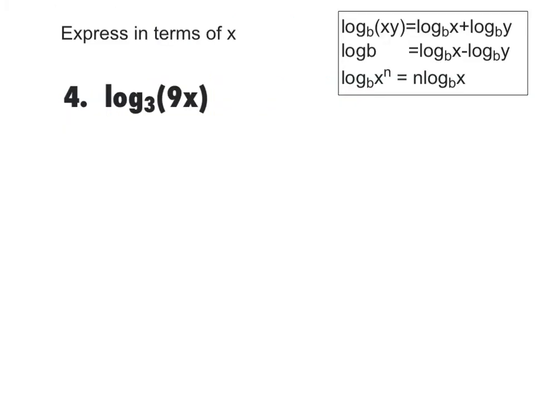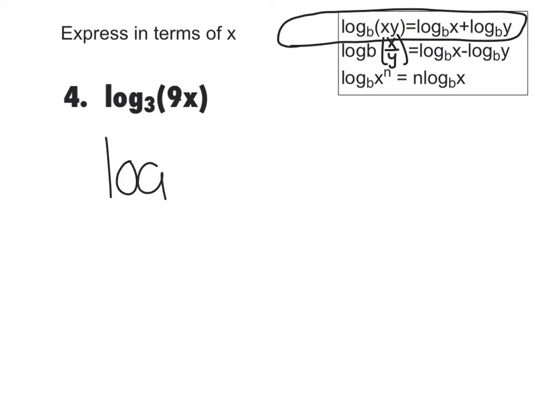All right, simply just express in terms of x. That means you should get an x in your answer, that's all. So just ask yourself, which property are you staring at? Well, if I read it, it says 9 times x, so I know that's the product property. And again, when you multiply exponents, you add, so you're just going to turn this into addition. I'm just going to say this is log base 3 of 9 plus log base 3 of x.